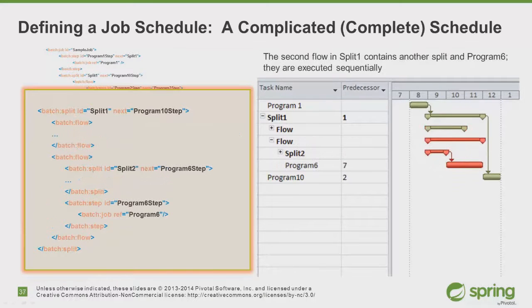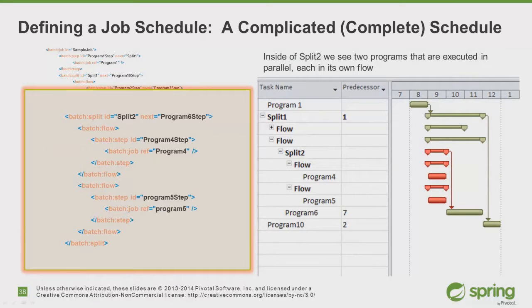The second flow in split 1 has 2 components. First, it has something called split 2, which is going to be some programs that run in parallel. And when split 2 completes, it's going to execute program 6 step. Program 6 step then will execute program 6. Okay, and that's what makes up this second flow of split 1.